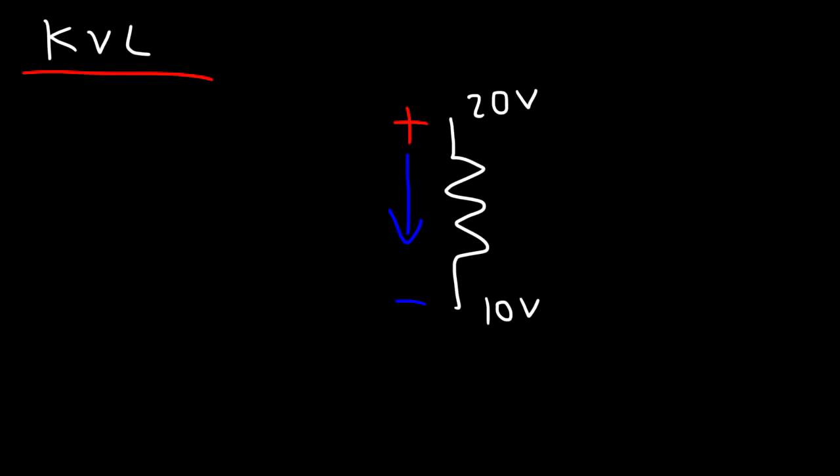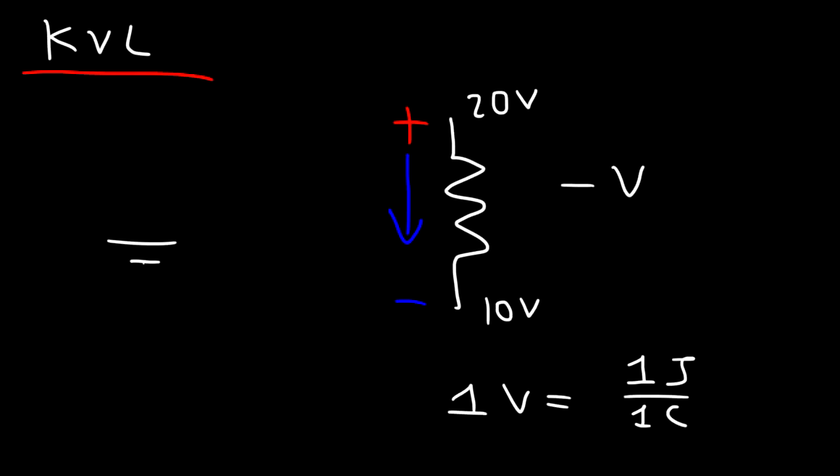So therefore, because the resistor decreases the energy of the charges, we're going to assign a negative voltage to it, because it reduced the energy per unit charge. And that's what a volt is. 1 volt is 1 joule per coulomb. So voltage is basically the energy change per unit charge, which is basically per 1 coulomb.